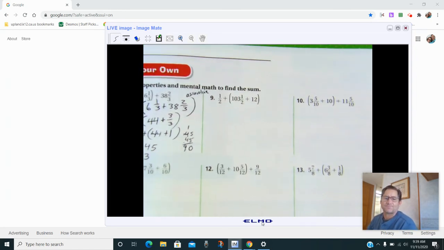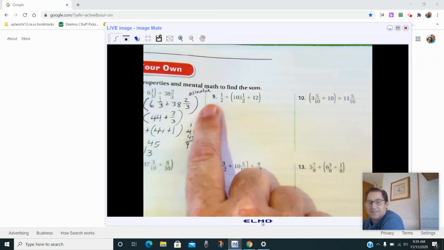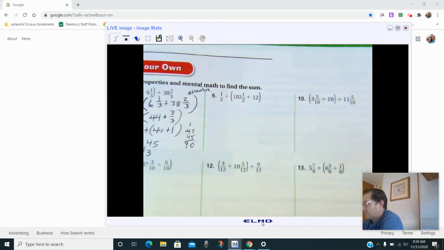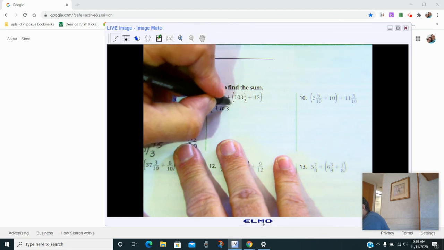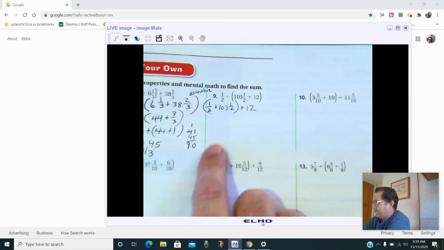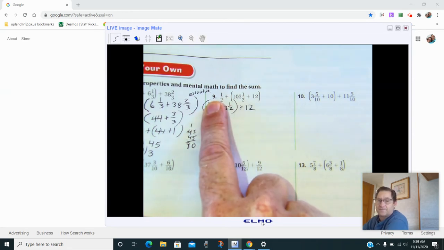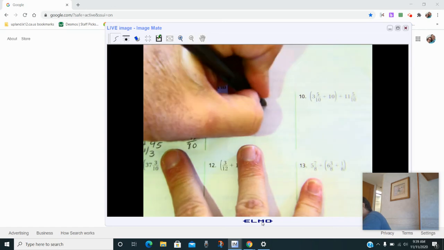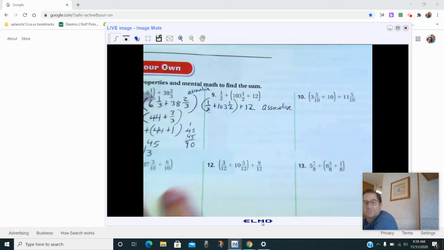Number 9. 1/2 plus 103 1/2 plus 12. Well, right now, if we put the two halves together, that would be one whole, right? So let's just change the grouping. Okay, all we did was group 103 1/2 with the other half. So again, that's the associative property of addition.